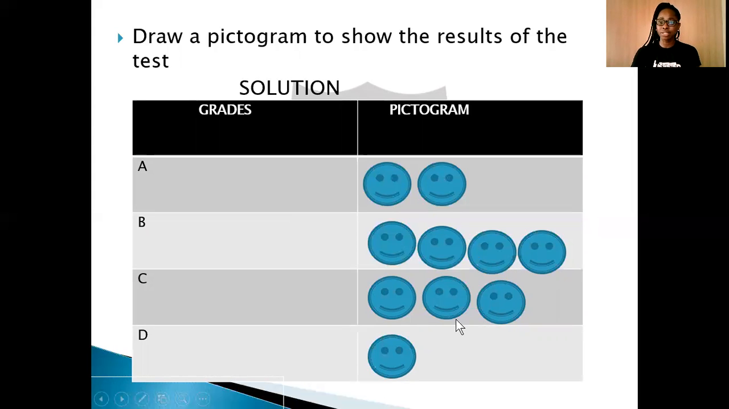Grade C appears 3 times, 1, 2, 3. So we use 3 smiling faces to represent grade C. And grade D appears only once, and this smiling face represents grade D. So this is an example of a pictogram. You can as well do your own from your test. You can use different pictures to represent a given grade. Instead of using this picture, you can use pictures of a woman or a cow to represent the given grade, because a pictogram is supposed to use pictures to represent given data or information.